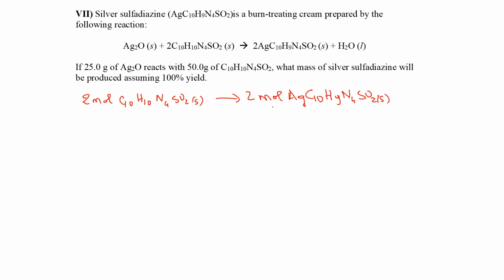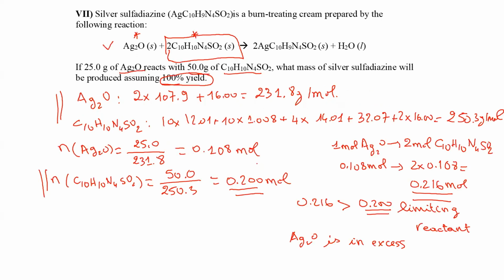So it's 1 to 1. Okay, so if I have 1 mole of this one, I should have also 1 mole of this one. Okay, and here I know I have 0.200. So the number of moles of my sulfadiazine is equal to what we calculated before, meaning 0.200.